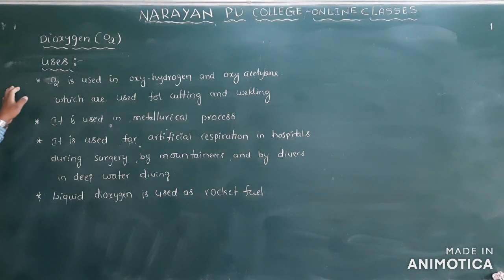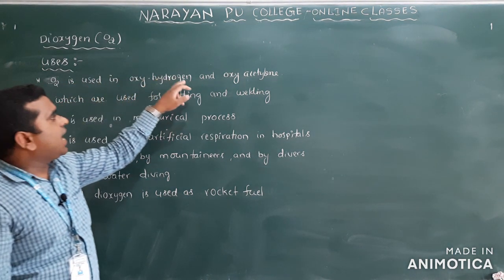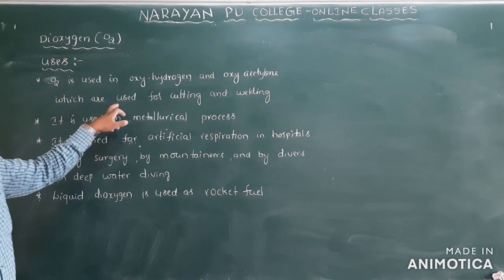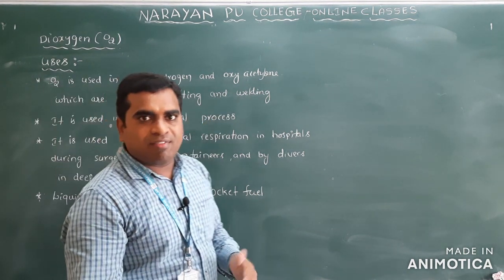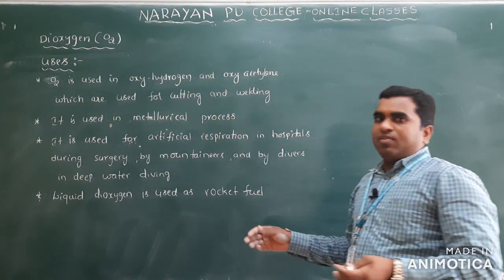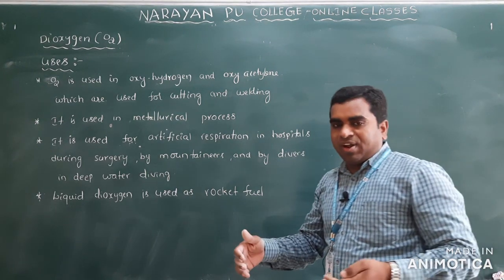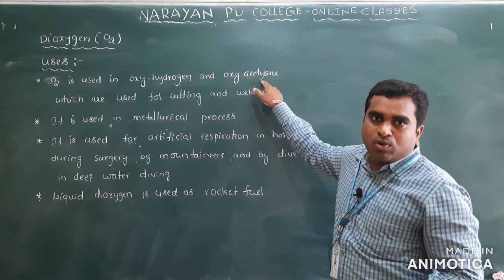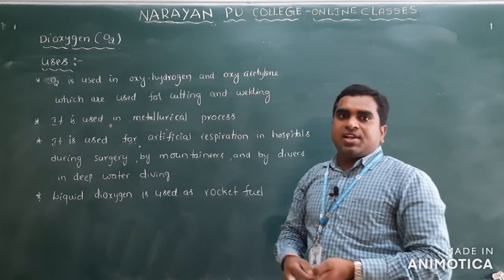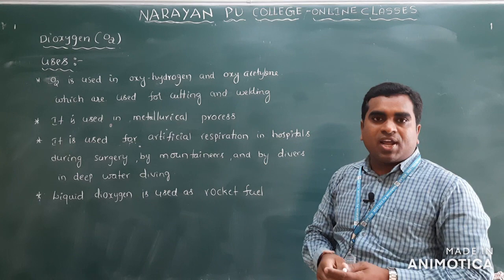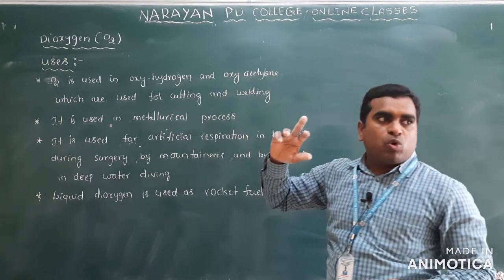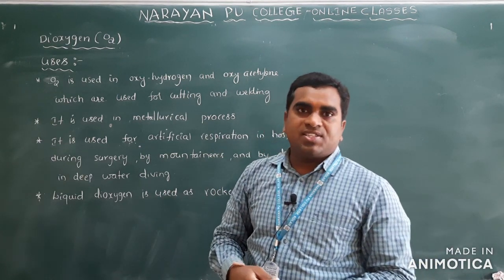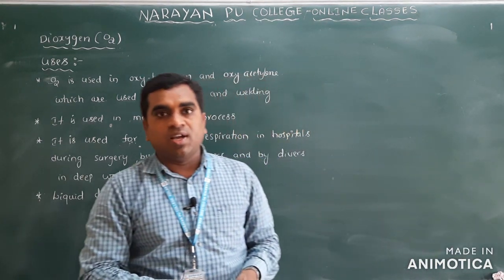Clear? So you know that oxygen is used in oxyhydrogen and oxyacetylene flames, which are used for cutting and welding. In the welding shops you might have seen, whenever they are welding, they use an oxyacetylene flame. The cylinder is filled with oxyacetylene, and when they burn, it produces very high temperatures, up to above 3000 degrees centigrade.